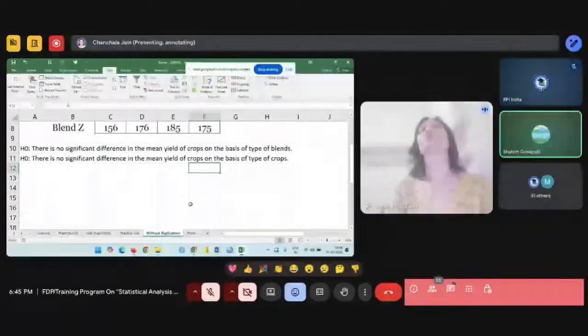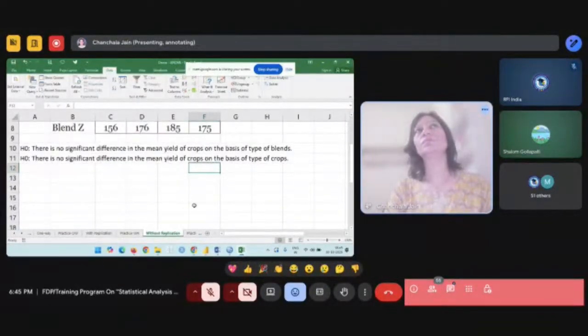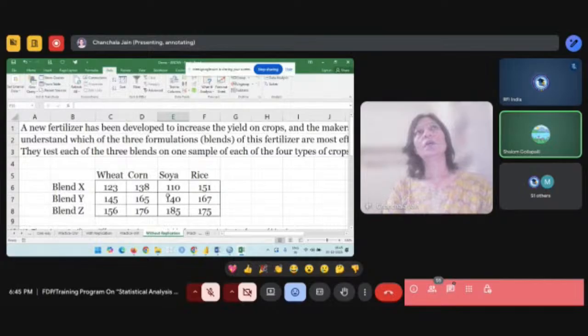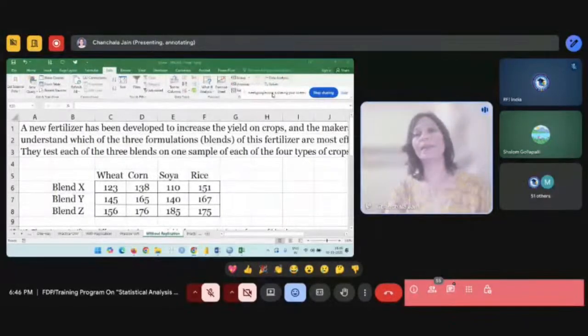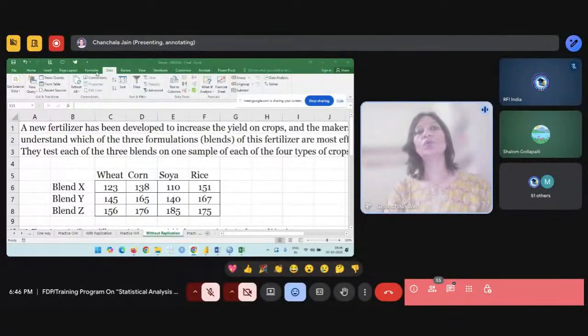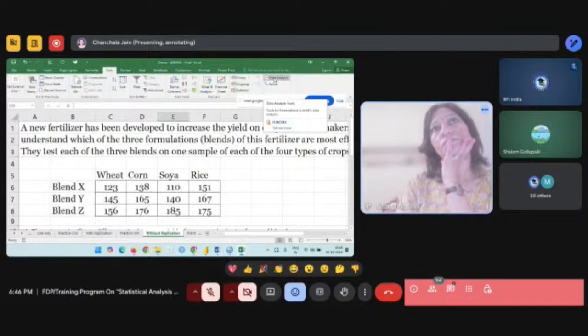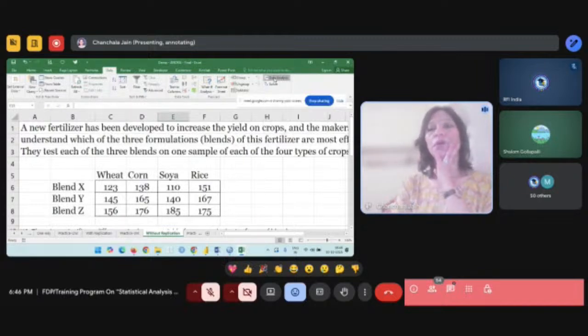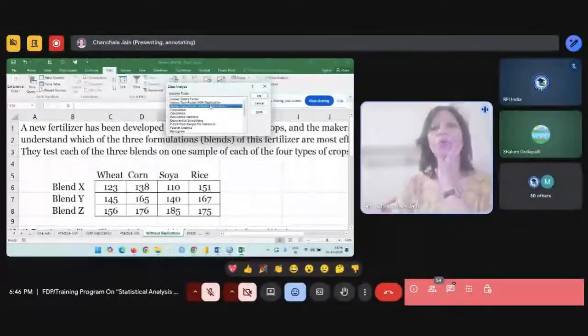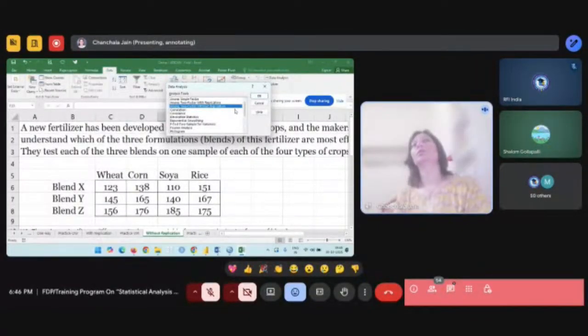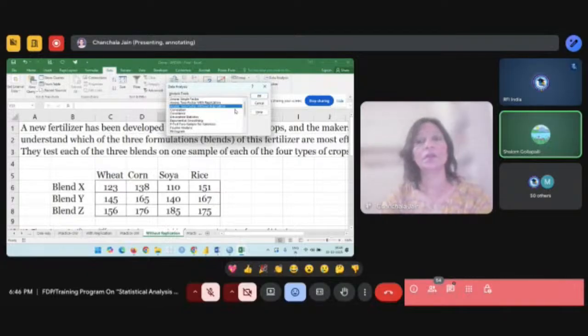Fine. So shall I go now? Yes, ma'am. Fine. So we will go to perform now the second variety of two-way ANOVA. So go to the data tab, go to the data analysis toolpak. Then click on the data analysis toolpak and select ANOVA two-factor without replication. Shall I click on OK? Yes, ma'am. Fine.